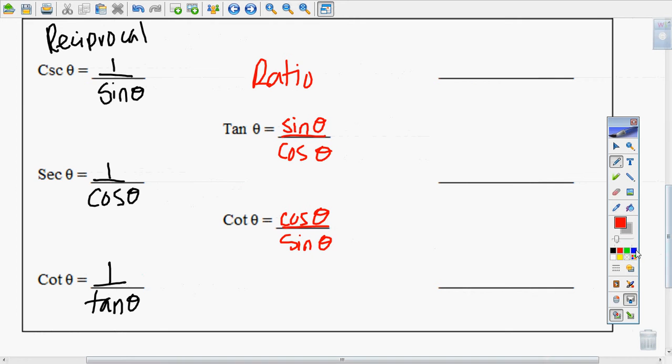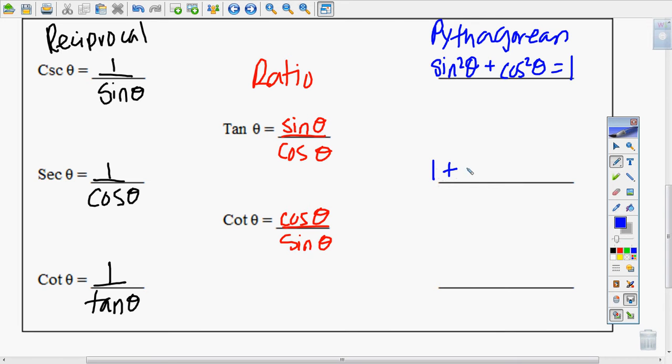And last but not least, our Pythagorean identities. So our Pythagorean, that's sine squared theta plus cosine squared theta equals 1. Then we have 1 plus tan squared theta equals secant squared theta. And then we have 1 plus cotangent squared theta equals cosecant squared theta.